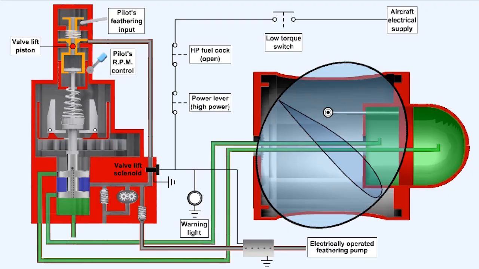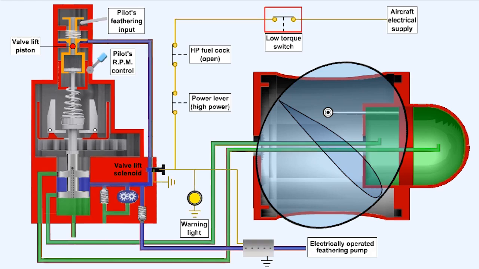This diagram shows an auto-feather system installed on a typical double-acting propeller arrangement for a turboprop engine. It consists of an additional oil pressure line supplied from an electrically operated feathering pump to the underside of a valve lift piston in the feathering mechanism. Control over this oil pressure is provided by an electrically operated solenoid valve.